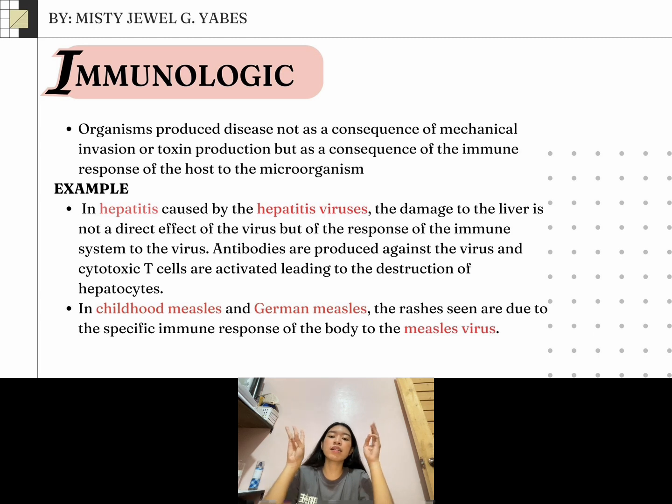So last naman is our immunologic. So dito sa immunologic, 'di ba, meron tayong dalawang examples: sa ating hepatitis at saka ang childhood measles and German measles. So yun lang naman yung tatlong ways on how diseases are produced by our microorganisms.